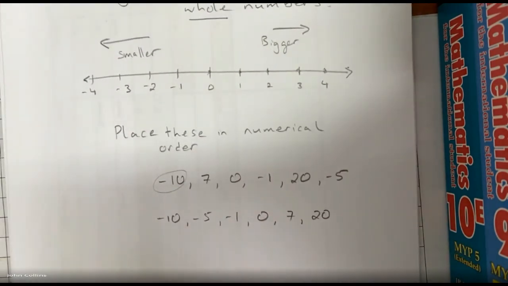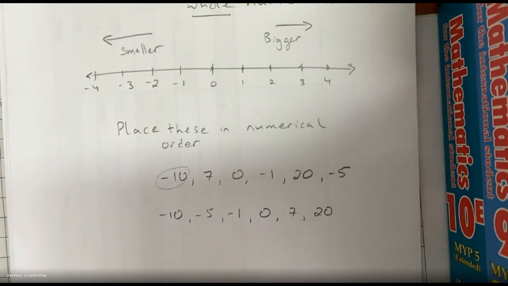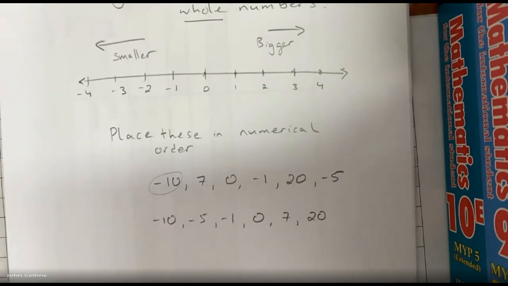So interestingly enough, this -10, what's its value then? It's a difficult question to answer. You're probably going to say -10. Perhaps its ultimate value, or what they say in maths is the absolute value, is that it's actually a value of 10, not -10.